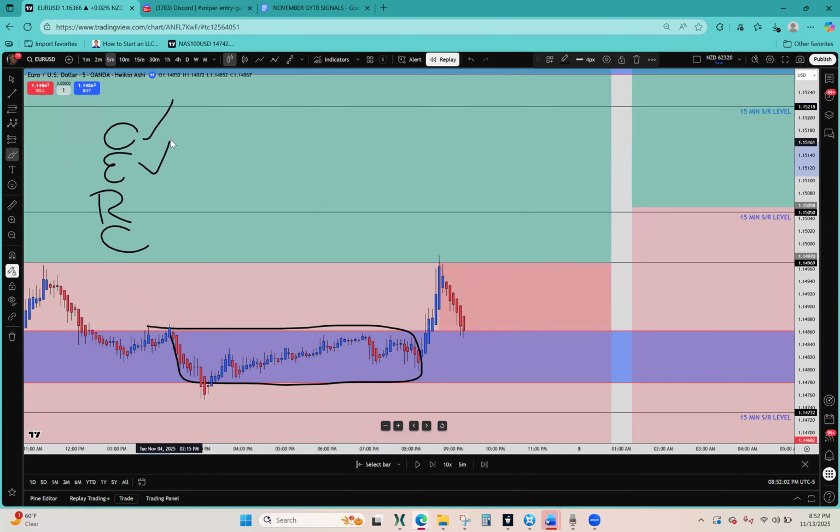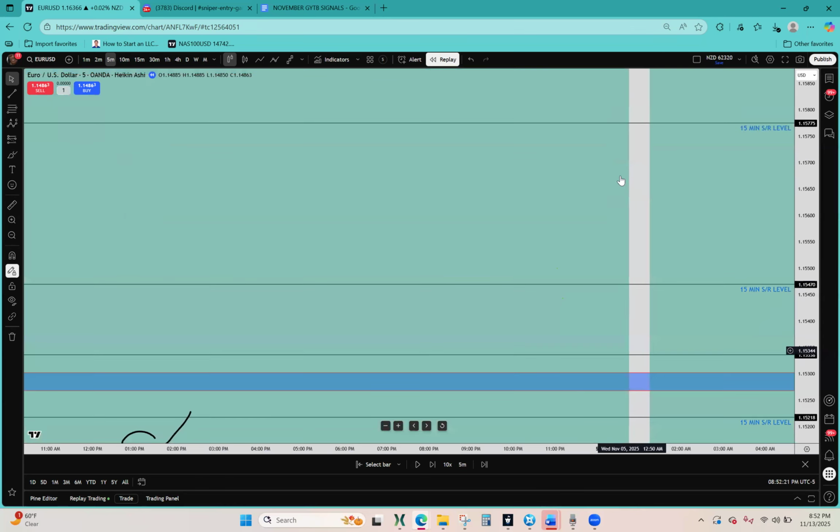Check. Did it expand out of the consolidation? Boom. Check. Did it retrace back to the base? Retrace. It's back at the base. All right. So this is a really important part for the entry.